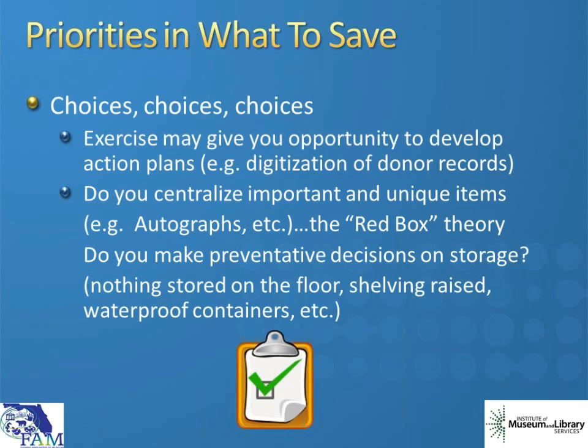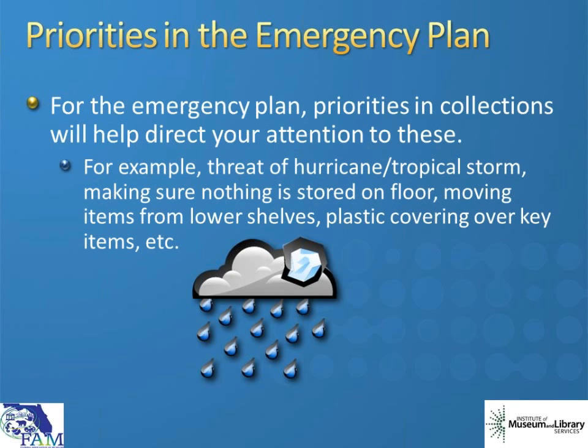But if you know a hurricane is coming, you're going to see me walk around, make sure that nothing's on the floor, everything is raised off the floor. That's part of mitigation and part of a priority. Also, in your emergency plan and prioritizing collection, you have to think about, like I say, the threat. You have to identify what the threat is to help you determine what will direct your attention to different kinds of things. Setting priority is going to be really unique to each of you.